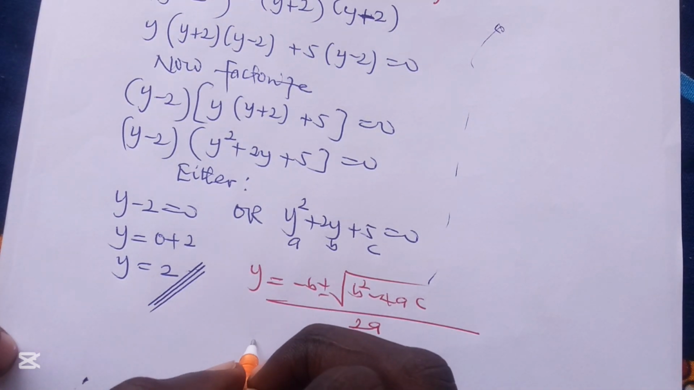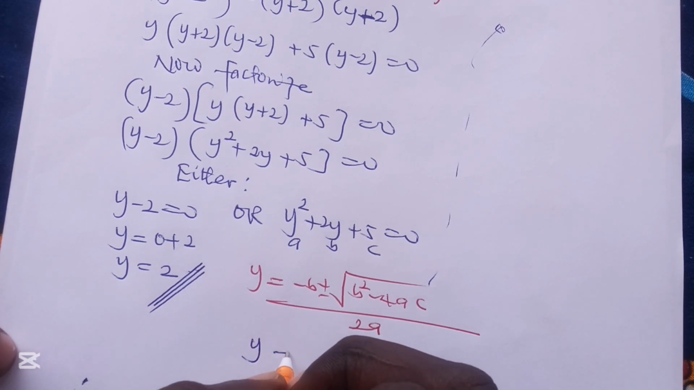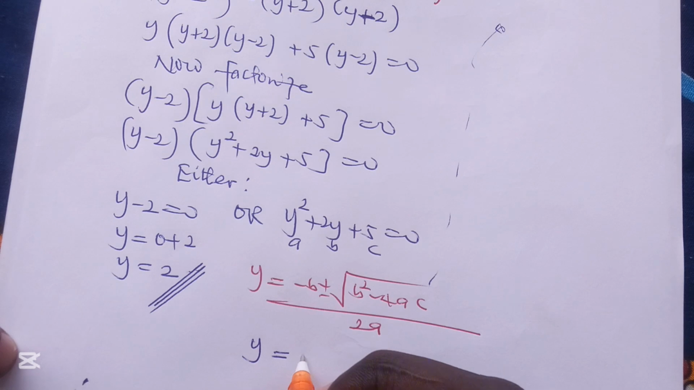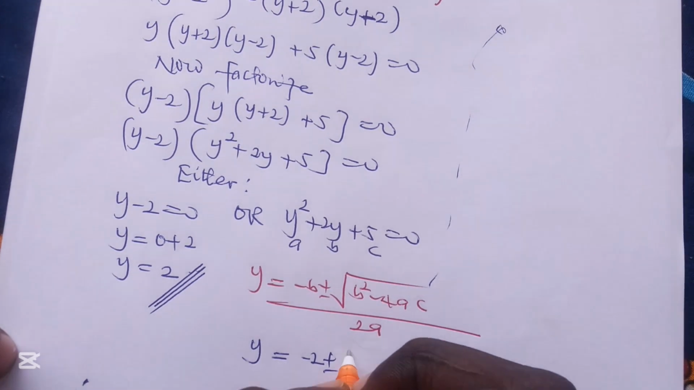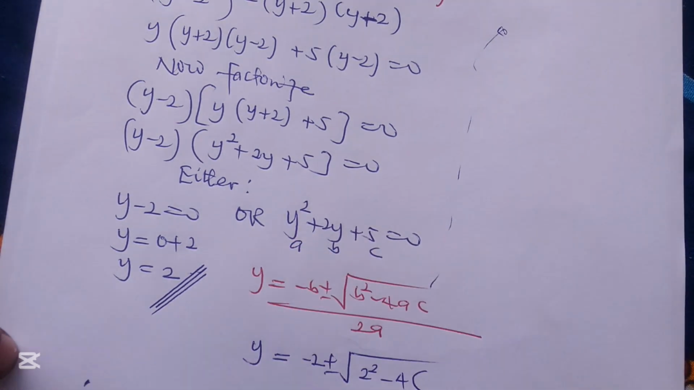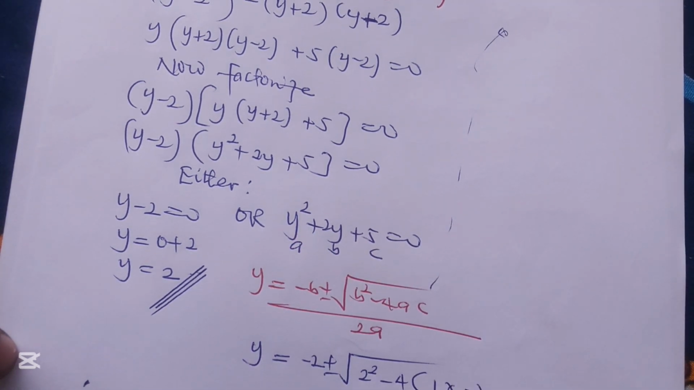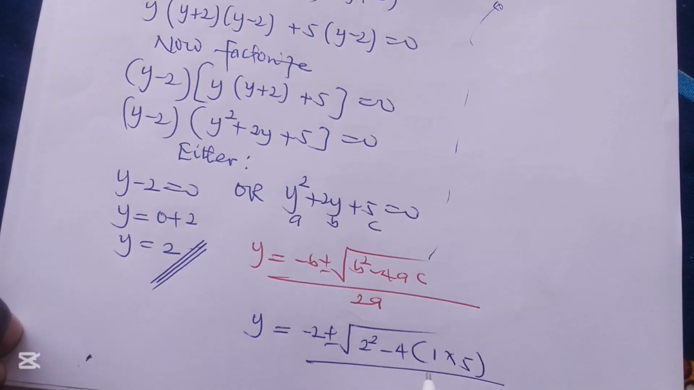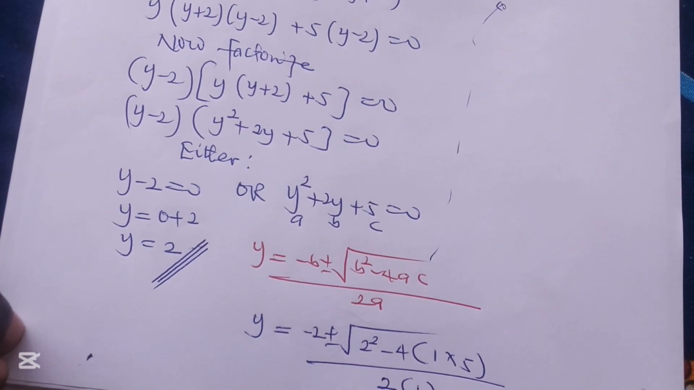Now we have y is equals, what is b? We know b is given as 2. Now we say minus 2 plus or minus the square root of, what is b? We know b is 2 squared, minus 4 into, what is a? A is 1. 1 times c is given as 5. Then we divide everything by 2 into 1.